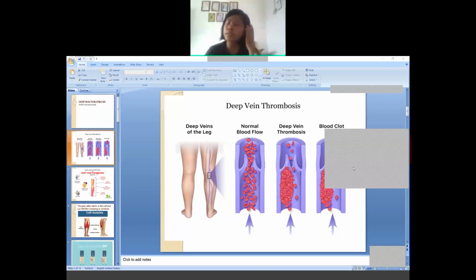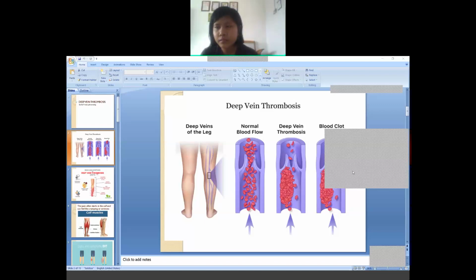Can you tell me any signs and symptoms of DVT? What changes will come in the body of a person who has DVT? Chest pain. Chest pain occurs, but it is connected with pulmonary embolism. Can you tell me in general? Swelling of the leg, swelling of the feet. Pain will also be there. Anything else? Skin discoloration. Okay, very good.